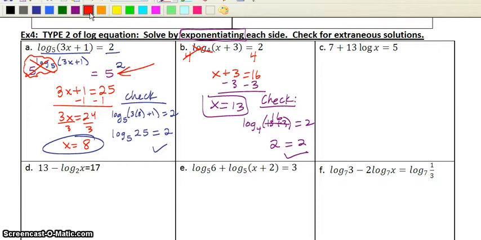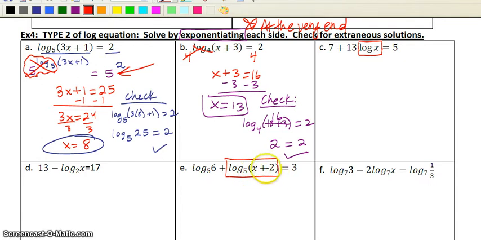Starting with example C, we get to some new things. When I exponentiate, you only want to do that at the very end. As much as possible, I want to get my log statement by itself first. And what I mean is I want to get by itself the log and anything that's locked inside the log. So right now, for example C, only the log of x is kind of locked together. But if I look at example E, these are all together, log base 5 of x plus 2.